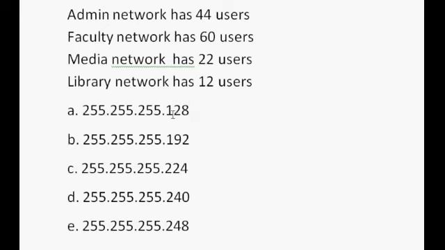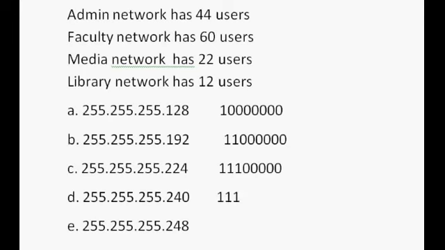So the 128, if you were to take this last octet in this subnet mask or net mask, and you just do the 128 in binary, you see that it looks like this. That's in binary. The 192 looks like this. The 224 looks like this, and the 240 looks like that. And then the 248 looks like this.